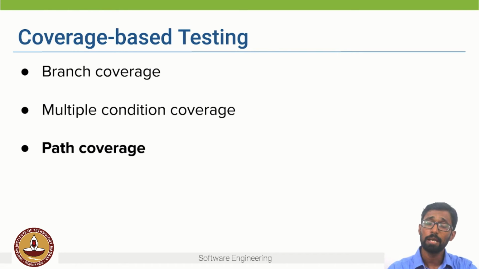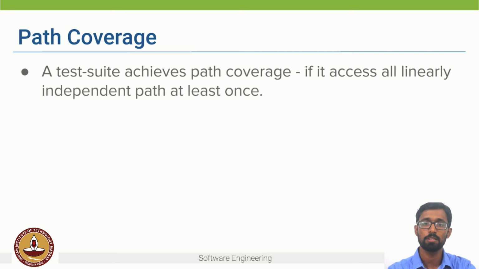Now, the third type of coverage-based testing is known as path coverage. So what happens in path coverage? We say that the test suite achieves path coverage if it can access all linearly independent paths of the program at least once. So what does this mean?